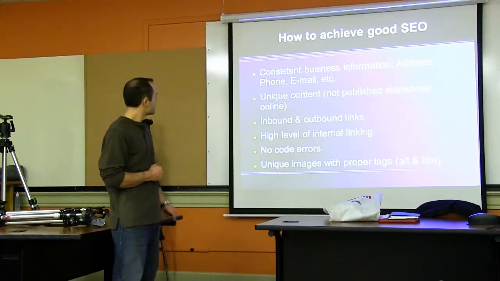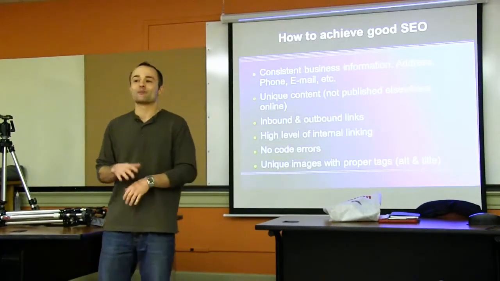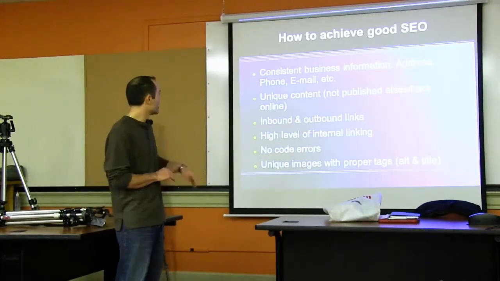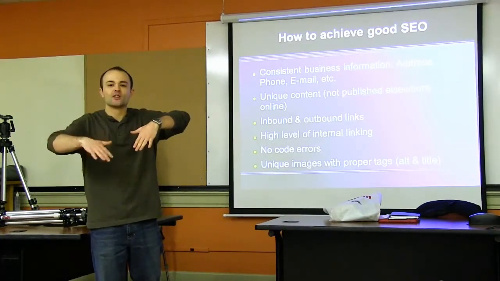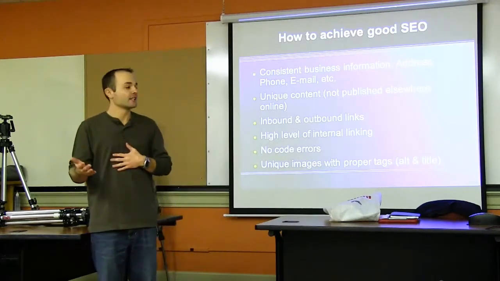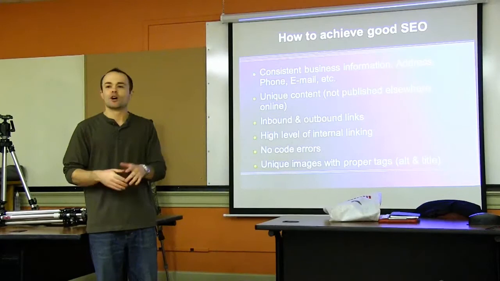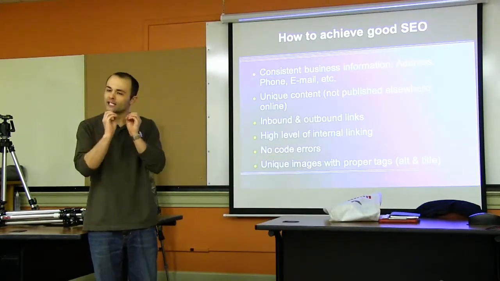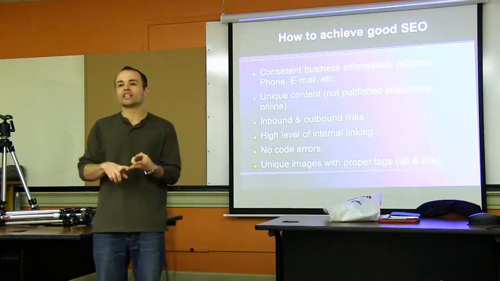Number three on my list here is inbound and outbound links. Now, inbound and outbound links are very, very important. I'll explain to you a little bit about what they are. Inbound is links coming from other sites to your site. So those might be from like the Shutterbug Association, which is a very valuable link. Other resources, maybe like the Chamber of Commerce, anything that can be related to your area. So whether it's photography or whether it's business in Billings, those are things that you want to have.